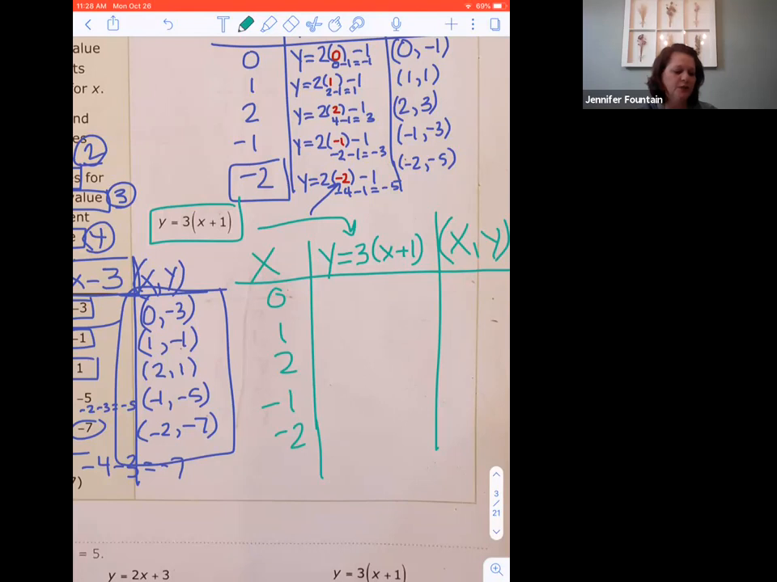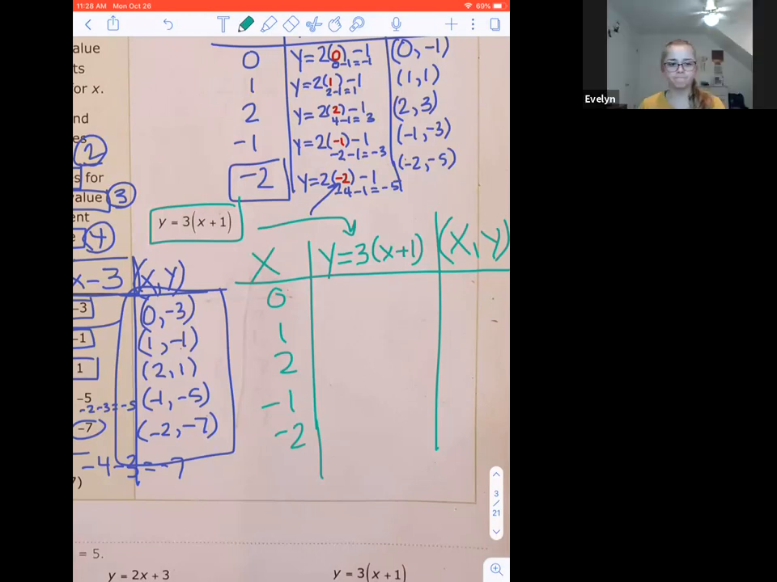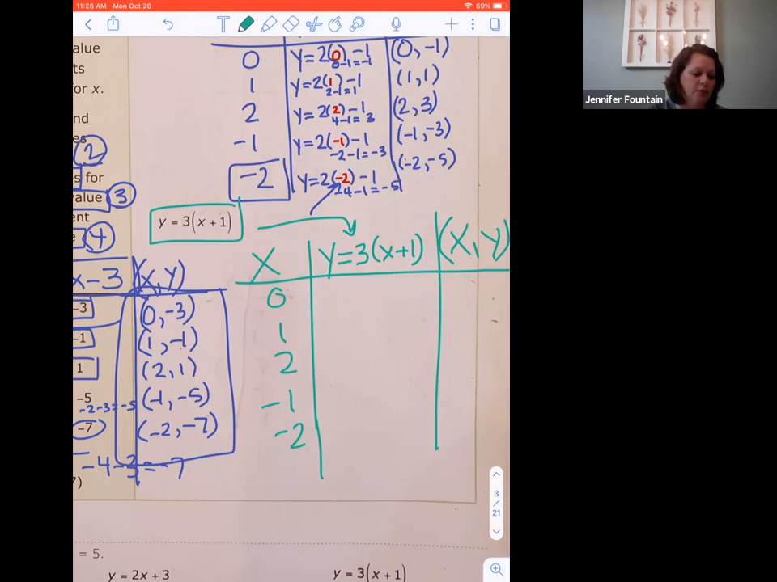So now what we're going to do is take a look at this T-chart that we drew. I guess technically it's not a T-chart anymore since I added a column to it. But we're going to need to plug everything in and solve for our y values. Okay, so let's take a look at this.